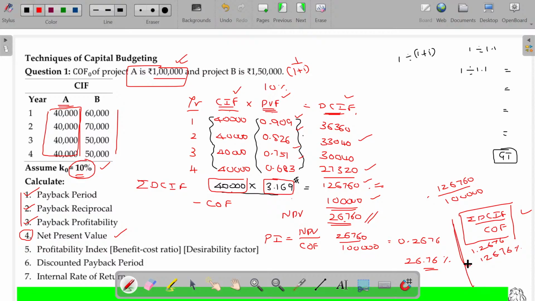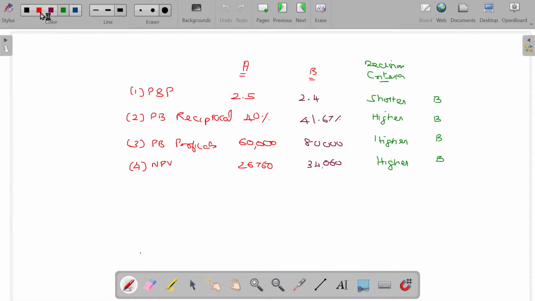Is that okay? This extra 1 between these two, right? The difference between these two, 1 represents the investment component, this 1 lakh component. Is that clear? So 1.2676 minus 0.2676, that difference of 1 represents the investment. So this is 1.2676. This is 1. This is 0.2676. That's the logic behind it. So you can represent the PI under this model or under this model. Both are accepted.